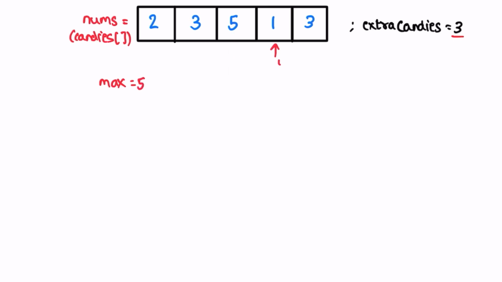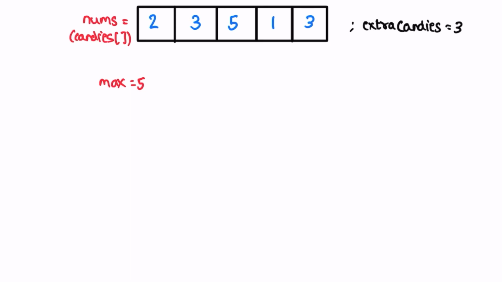The next element is 1. Check if 1 is greater than 5. No, it's not. So don't do anything and proceed further. Now i is pointing at 3. Check if 3 is greater than max. No, it's not. So proceed further. And now we reach the end of the array. So whatever is present in max now is the max element inside the candies array. Now we have the max.